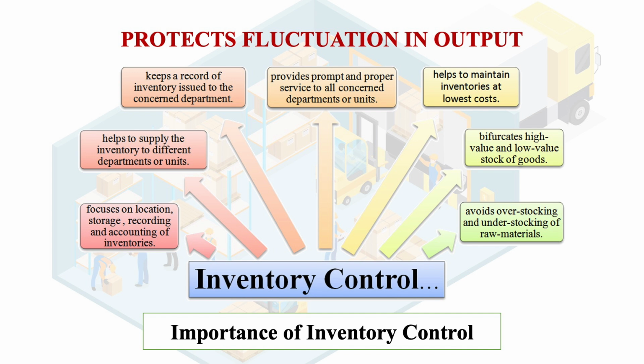The next segment is helping to supply the inventory to the different departments and units, meaning inventory management and control has to supply the material, or a store has to supply the material to the different departments whenever it is needed for production or for services. The third segment is to keep a record of the inventory issued to the concerned department. We have a track record, we have to maintain a regulatory record for the inventory issued to the different concerned departments.